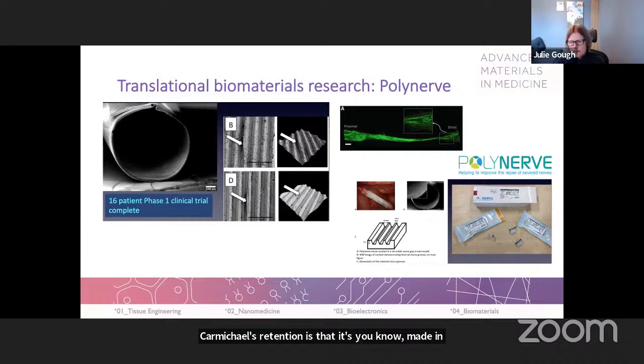So the idea of this particular conduit, compared to other commercially available conduits, is that it's got these aligned grooves on the inner lumen, which are specifically designed for the Schwann cell response, which then leads the axonal regeneration. So hopefully that will be a clinical product in the not too distant future.